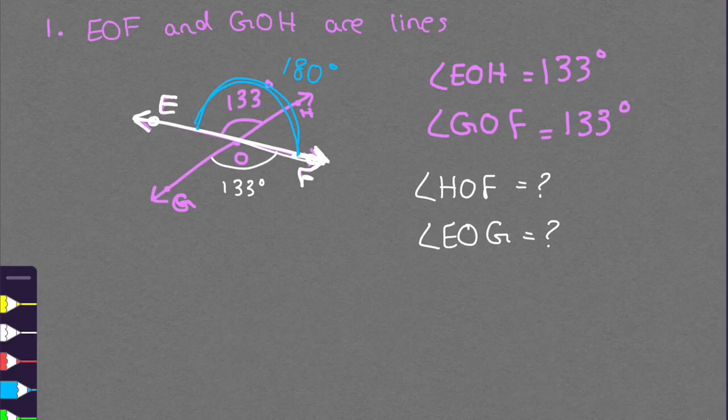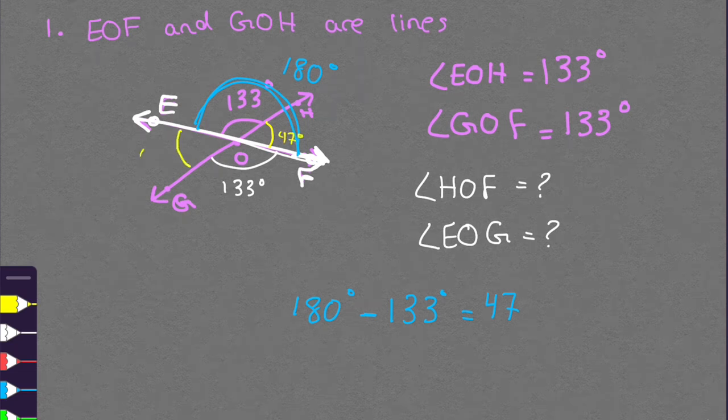So what needs to be done? We just simply minus it. So we say 180 subtract 133, you get 47. So this angle is 47. And the opposite to that is this angle, which is also 47.